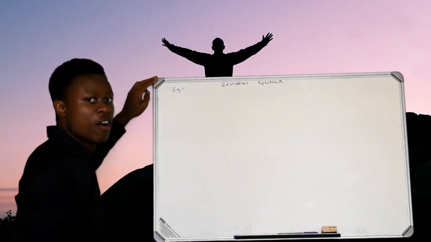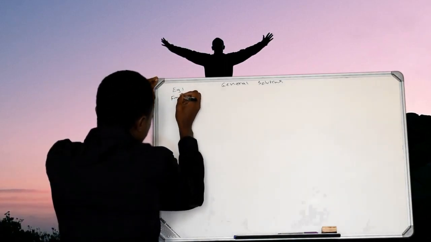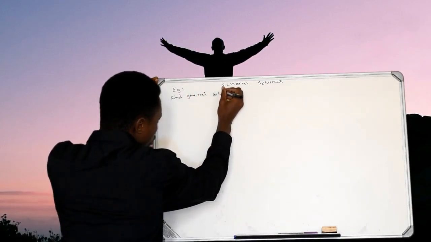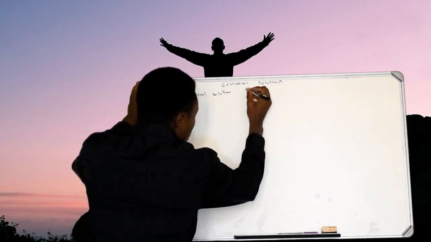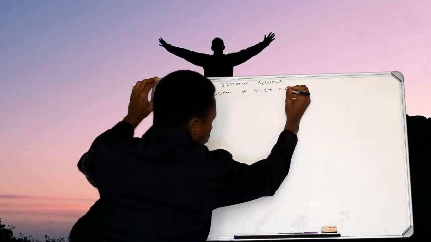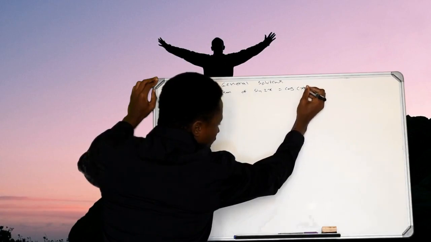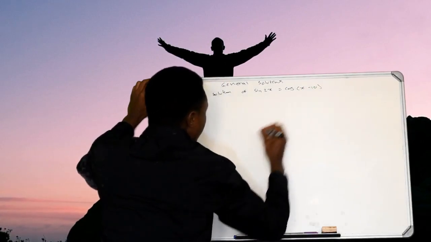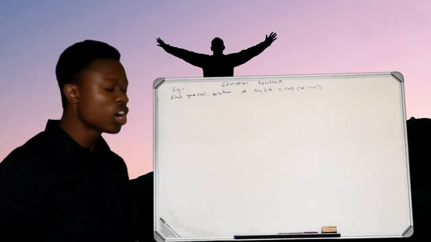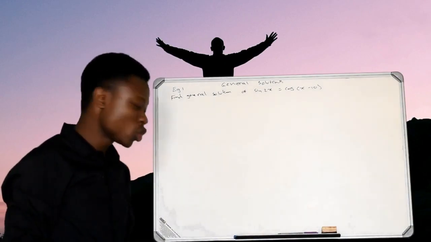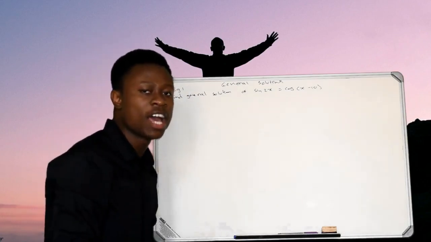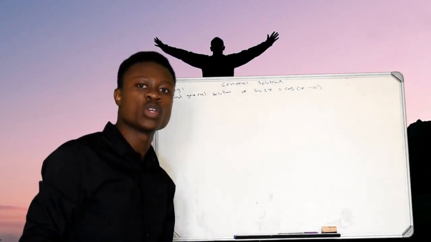What is my example 1? It says find the general solution of sine 2x is equal to cos x minus 10, right? That's my question. Find the general solution of sine 2x is equal to cos x minus 10. So since this is my question, what do I do first? What do I know about general solutions? General solutions, I have to look for the reference angle before I can start doing anything, right?